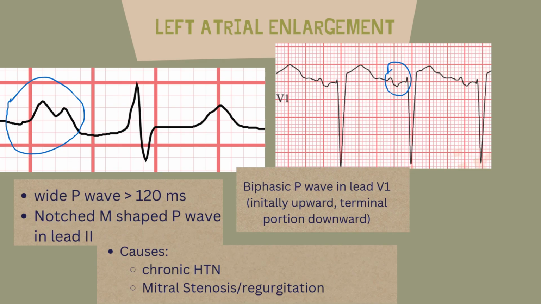In lead V1, you might spot a biphasic P wave, and this time the second half, the left atrial component, is deeper and wider. Again, that's the delayed depolarization of the enlarged left atrium, and it's dragging out the signal.